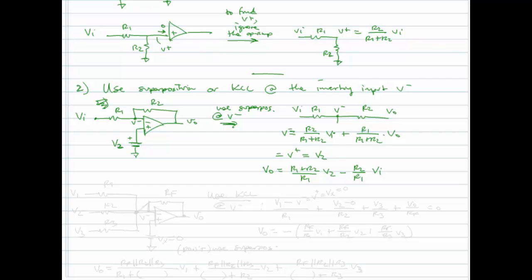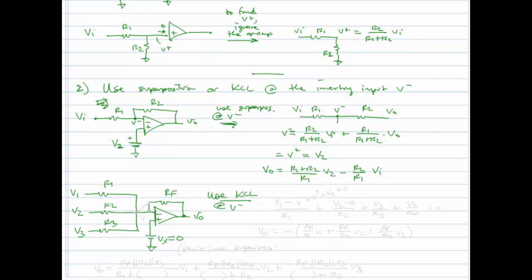Now let's say that we have another slightly different circuit. So I have several sources, V1, V2, V3. Call this RF, say R1, R2, R3, and we'll call this VX here. Okay, and let's say Vx is equal to 0, so the non-inverting input is grounded. We're looking for VO. I would say in this case, use KCL at V minus.